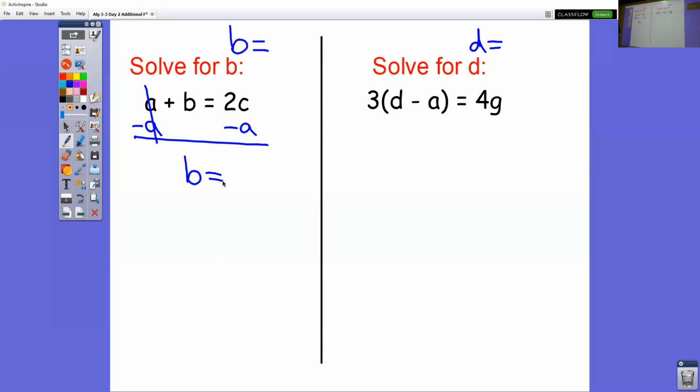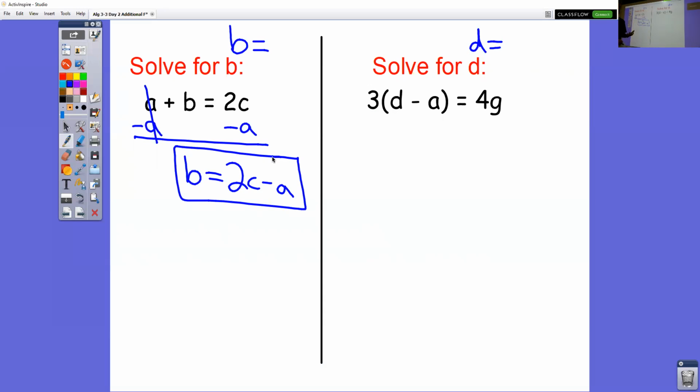2C minus A. We can't combine like terms. They don't have the same letter, right? So we can't do anything like that. All you're going to do is leave it exactly as it says. B equals 2C minus A. Now, where this gets a little bit confusing is sometimes there's more than one answer. Just leave it as simple as that.